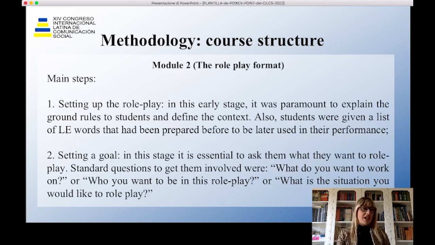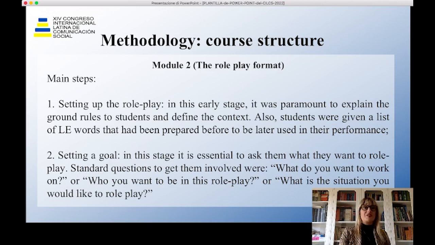On the other hand, the second module was focused on the role-play format. Role-play might be very demanding and challenging for students because they are afraid of their mistakes, or they are ashamed of playing and being involved in a role-play simulation. There are several steps again we need to stick with.